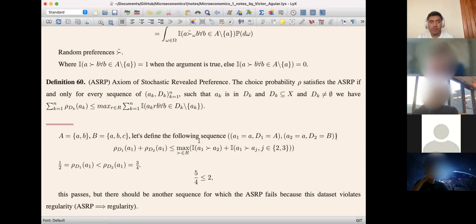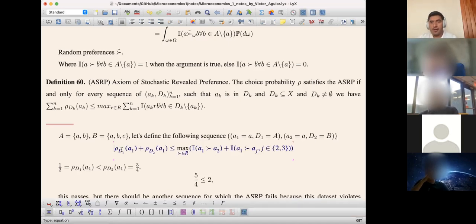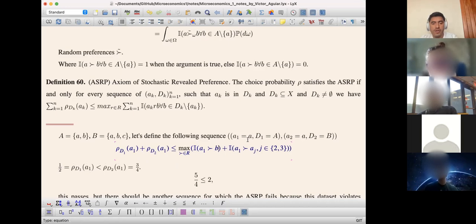And then I'm going to compute the following. Take rho of D1 of a1 plus rho of D2 of a1, and this has to be less than or equal to the max over these two quantities. First, the event that a1 is greater than a2. Why? Because the first menu only contains essentially. So here, one thing for sure. So this is wrong. So this thing here, a1 has to be better than b because the first menu only contains a and b.